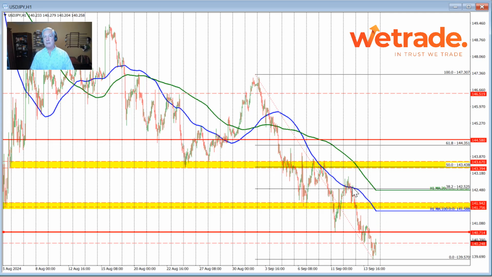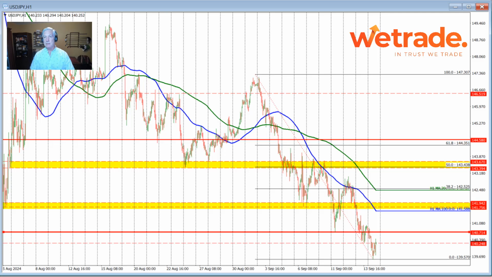The price did move above the 100-hour moving average in trading last week, both on Monday and on Thursday. I guess this is Tuesday and Thursday. But it could not sustain momentum above that level before it started to run to the downside. So getting above that level would also be key for the dollar versus yen.